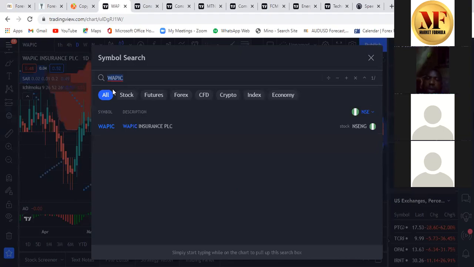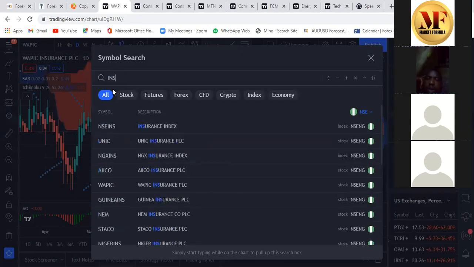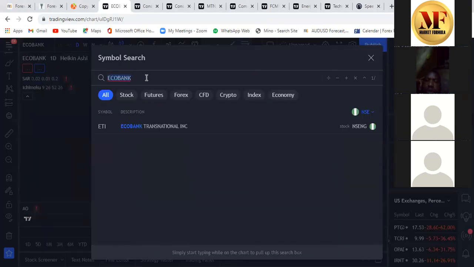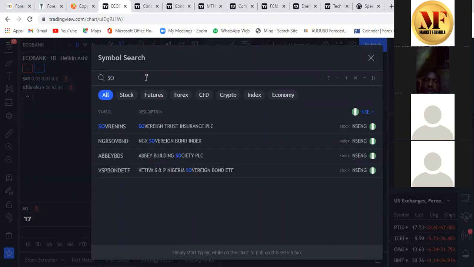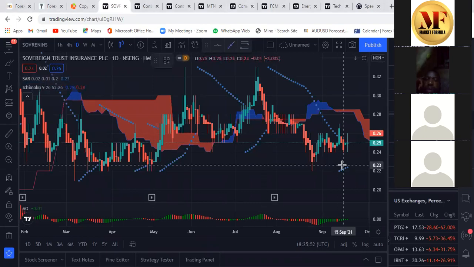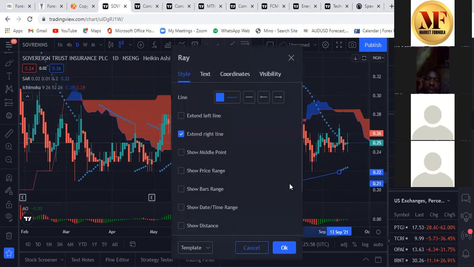Which insurance again? Sovereign Trust. Okay. Downtrend. How far do I expect it to go? Sorry, this is not what I wanted to pick.